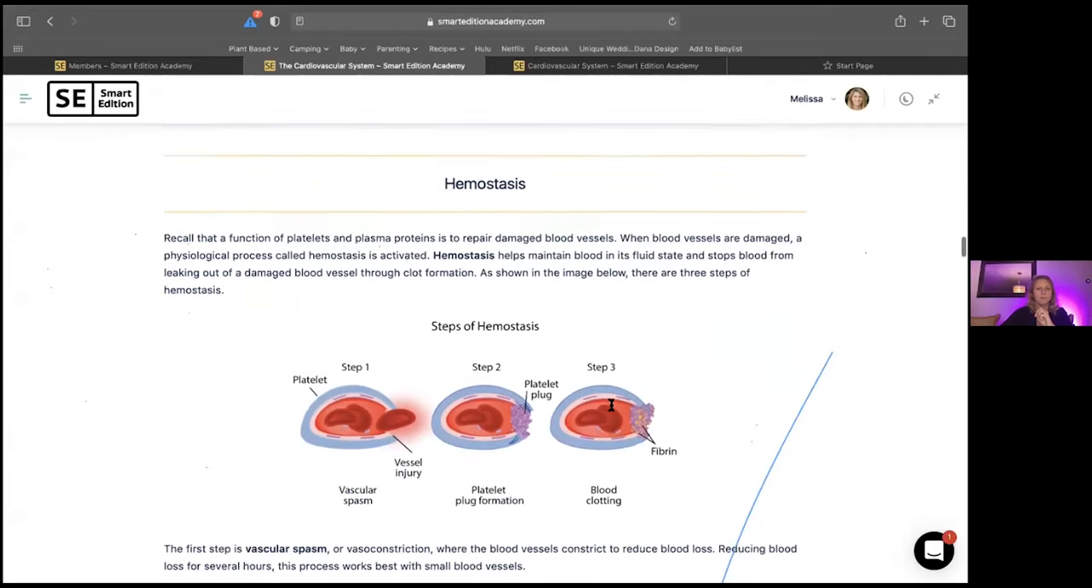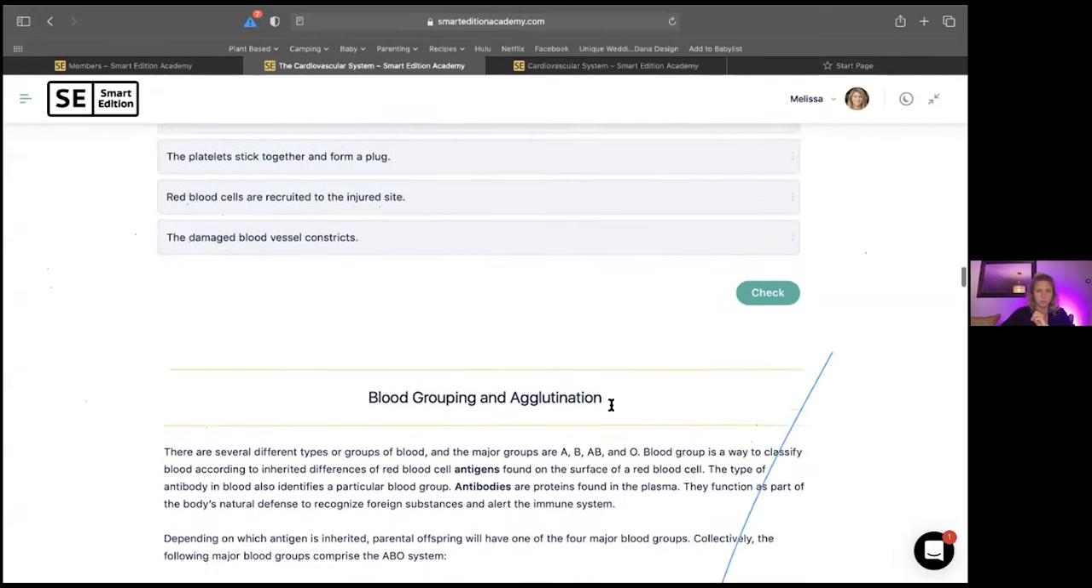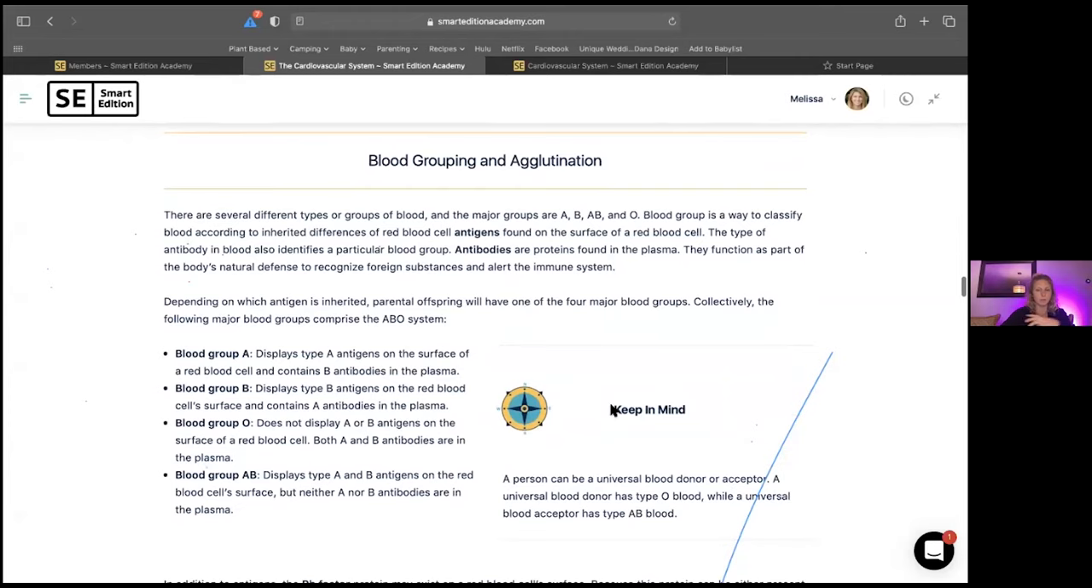Okay, now we are going to go into blood grouping, or blood typing. Everybody's blood is red, but you can't see it with the naked eye, and not all blood is the same. There are 8 blood types. There are 4 major groups: A, B, AB, and O. Those letters stand for certain proteins that are found in the red blood cells, and not everyone has the same proteins.